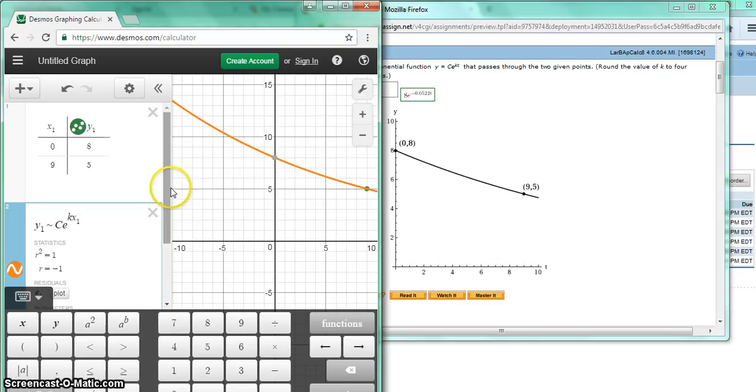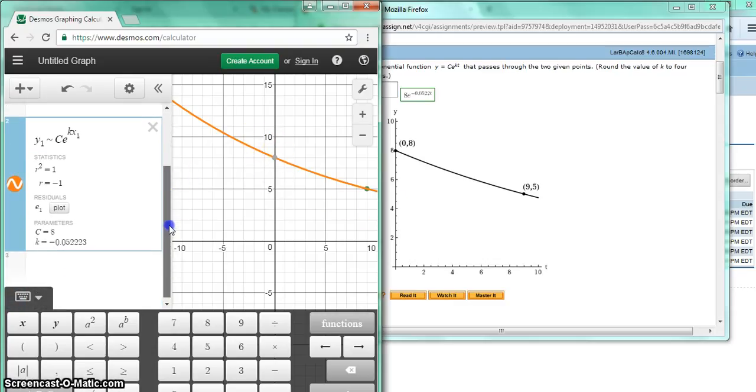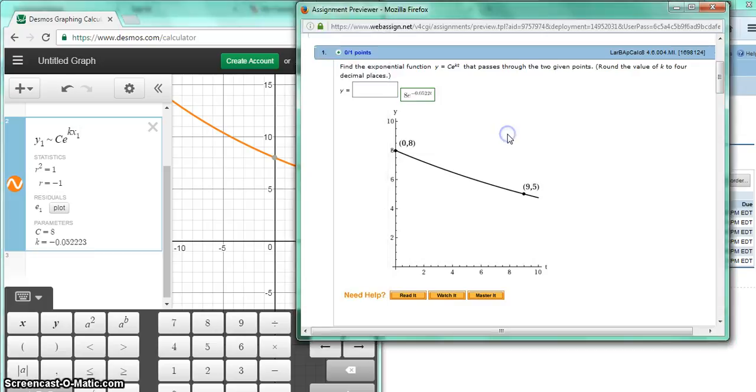And so when I do that, I get this nice graph that goes through it. It tells me that my c value is 8 and my k value is negative 0.0522. So that's the answer. Again, I'm going to show you how to do it algebraically, but you could always verify doing a regression on Desmos.